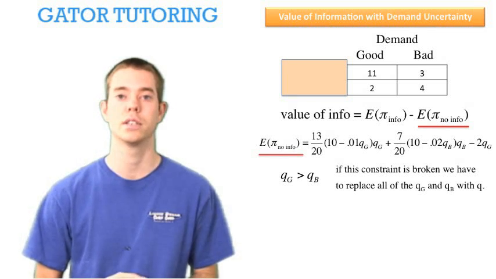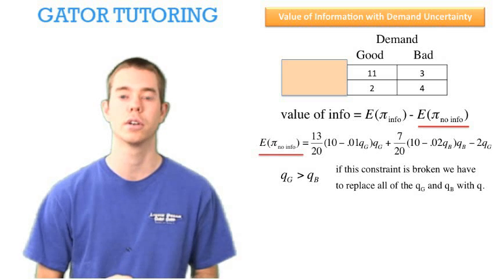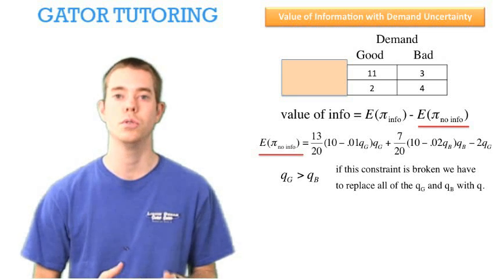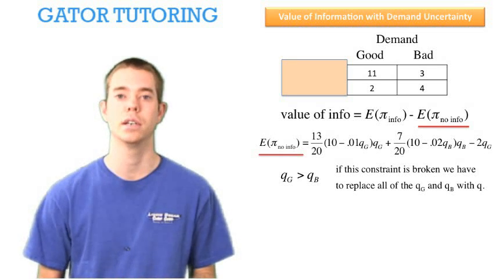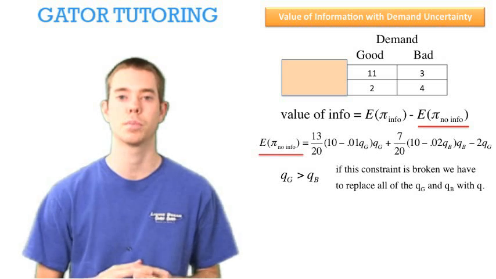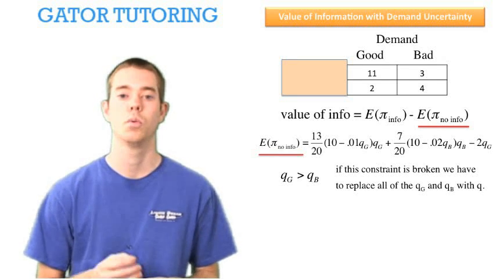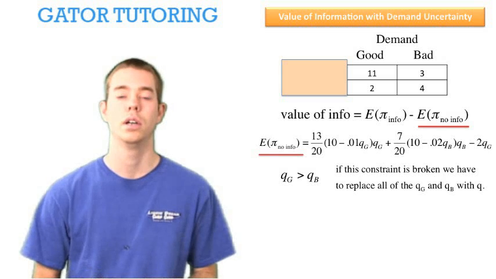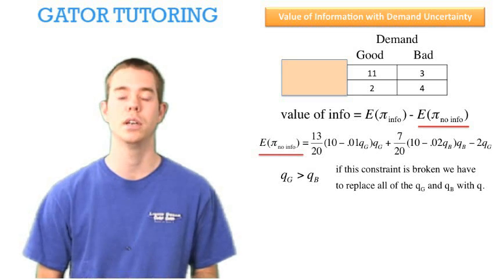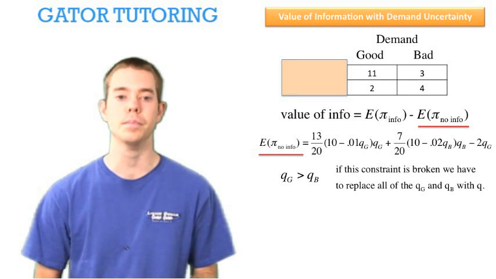If our constraint is not broken and QG is bigger, then we just go back and plug in QG and QB everywhere we see it, and we get a number for the expected profit with no information. If, however, the constraint was broken, we'd have to substitute Q in everywhere we see a QG and QB and do the whole process over again.